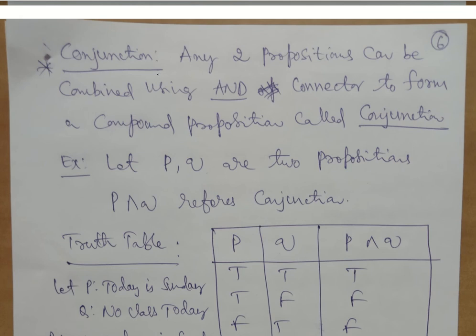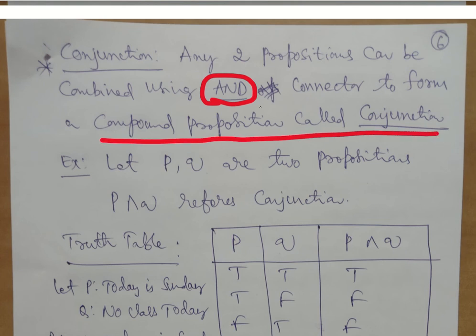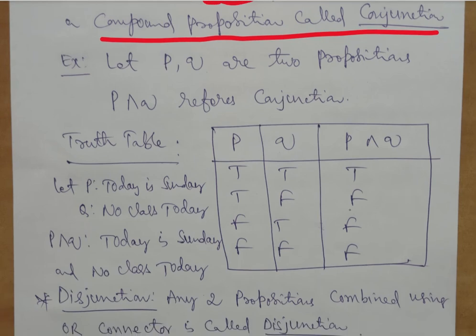As the name says, conjunction: any 2 propositions can be combined using AND, like our AND operator, and the connector here we use to form a compound proposition is called conjunction. The word AND highlights that it is similar to your AND gate. You know, AND gate means what? When both are true, the result will be true. In all the other cases, result will be false. That's what the truth table shows.